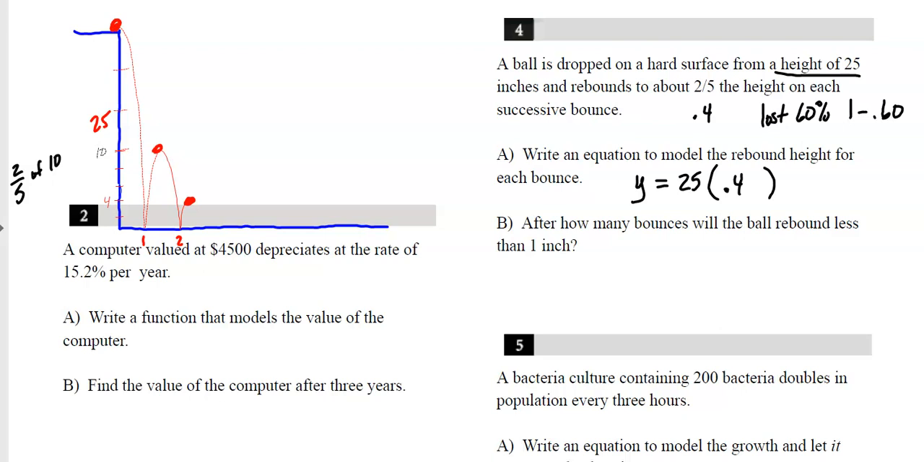And so times every single x, which is x are the number of bounces. So we're trying to figure out how many of them are going to be less than 1 inch. So when is this going to be down to 1, basically? So we need to solve that equation. We could punch that in our graphing calculator, and we could see when we go below 1.